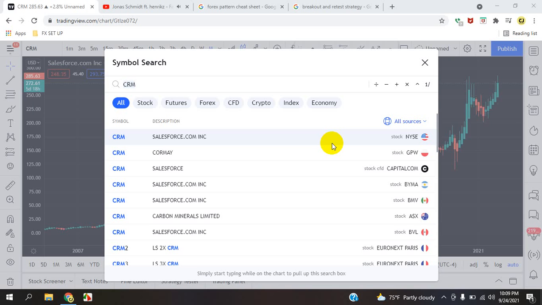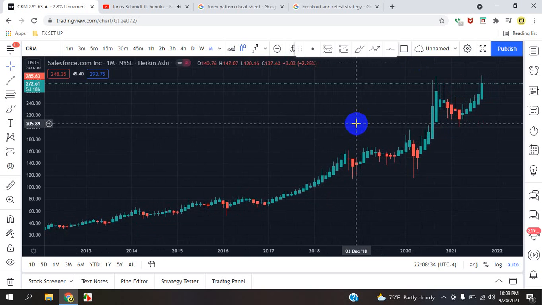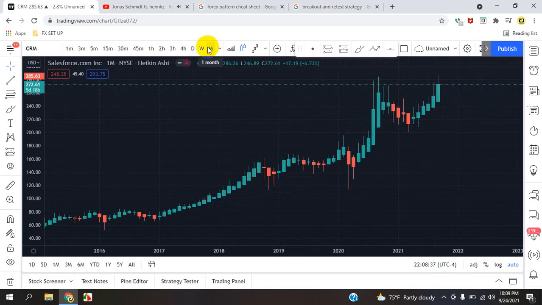We are here with Running the Levels, looking for market structure and patterns. Okay, guys, we are marking up CRM. Let's see what's going on in the market. We're going to try to find market structure.